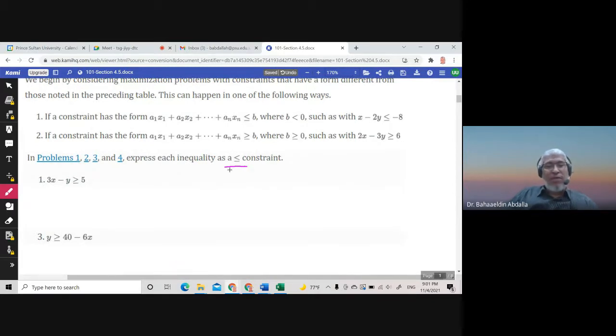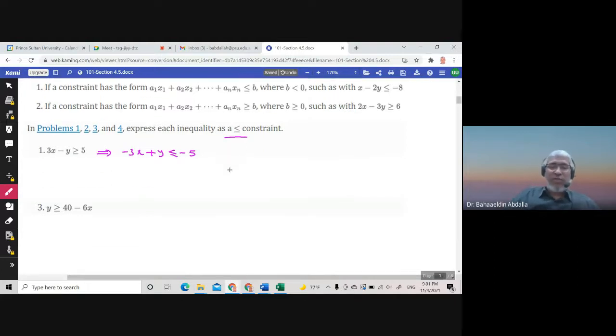So for example, here this inequality is greater than or equal. If I want to write it less than or equal, I multiply both sides by negative 1. So I'll have negative 3x plus y. When I multiply by negative 1, I change the inequality from greater than to less than negative 5. So this is how we change the constraint from greater than to less than.